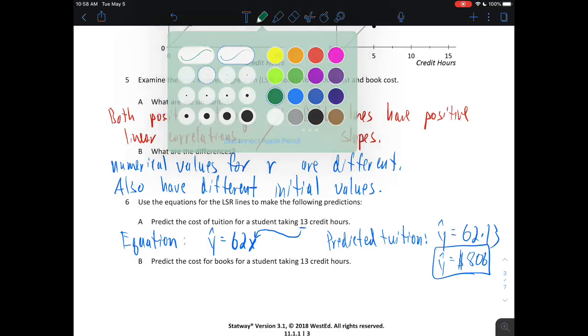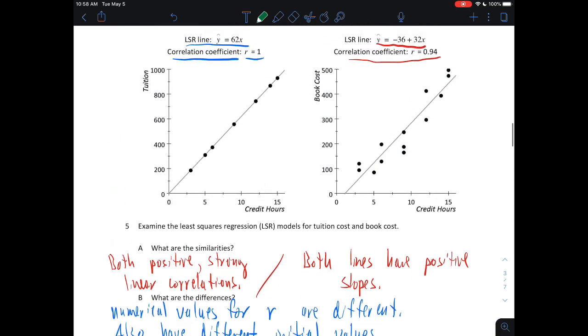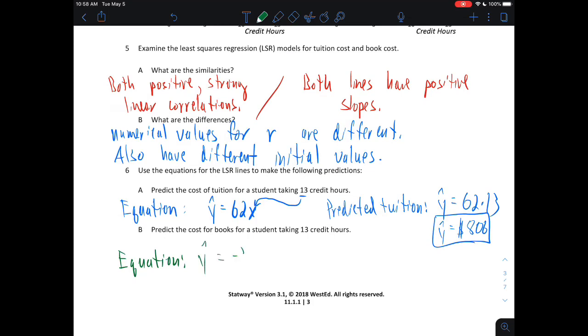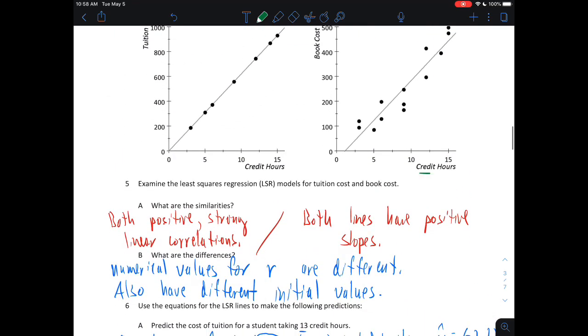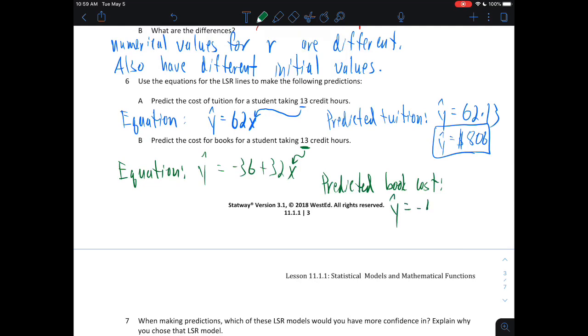Now let's do the same sort of thing for part B. Predict the cost for books for a student taking 13 credit hours. This time the equation is different, because if you go up and look at the graph on the right, the equation is y hat equal negative 36 plus 32x. And again, we have to take the 13, which stands for credit hours, because that's our horizontal or x-axis. That gets put in for x. So the predicted book cost would be y hat equal negative 36 plus 32 times 13.